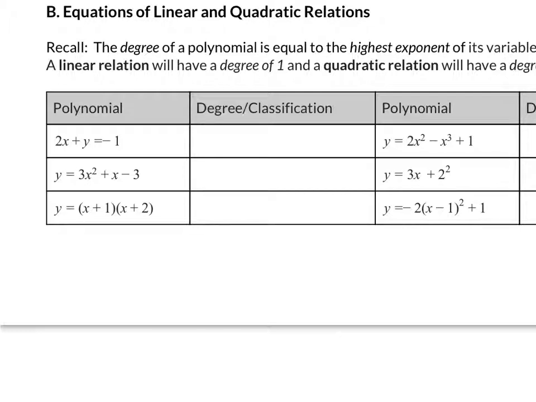So if we look at this one, this is in standard form, so we have x and y, and the greatest degree of x and y is both 1, so that means that this is a linear relation. If we look at the second one, we have y that has a degree of 1, but then if we look at the x's, there's two x values. One has a degree of 2 and one has a degree of 1. So the highest degree is 2, and therefore it is quadratic.